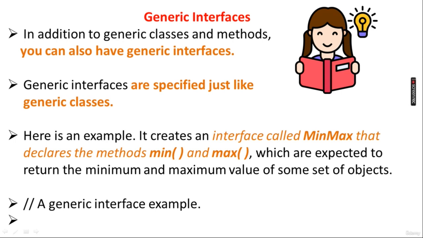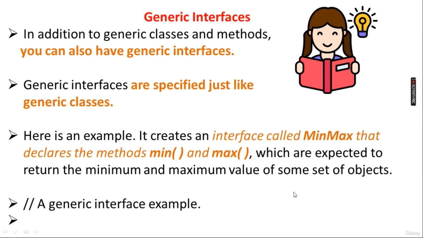Hello friends. Today we are going to see some remaining topics of the chapter on generics. The new topic is generic interfaces. Likewise, we have generic classes and generic methods. We can also have generic interfaces. Generic interfaces are specified like generic classes. Now we will see one example.